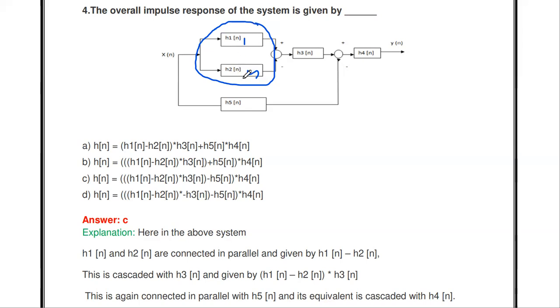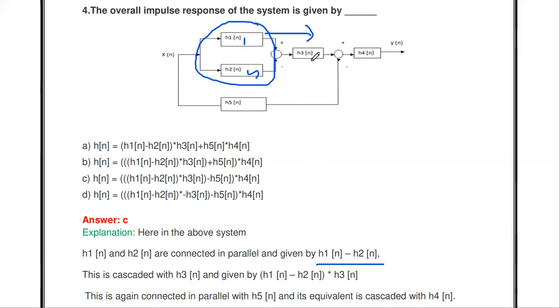So these two systems connected in parallel means the overall impulse response of this system is h1 of n minus h2 of n. This is step number 1. Then this two-block is replaced by h1 of n minus h2 of n. Then this parallel combination is in series with this h3.